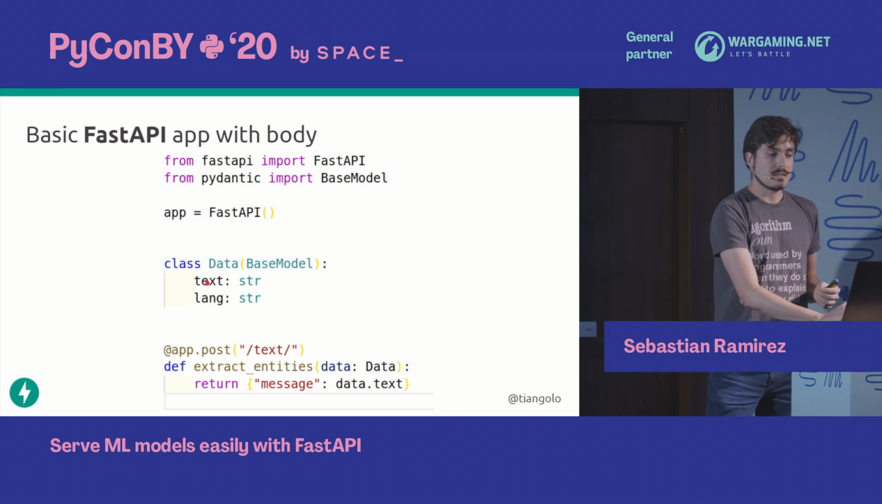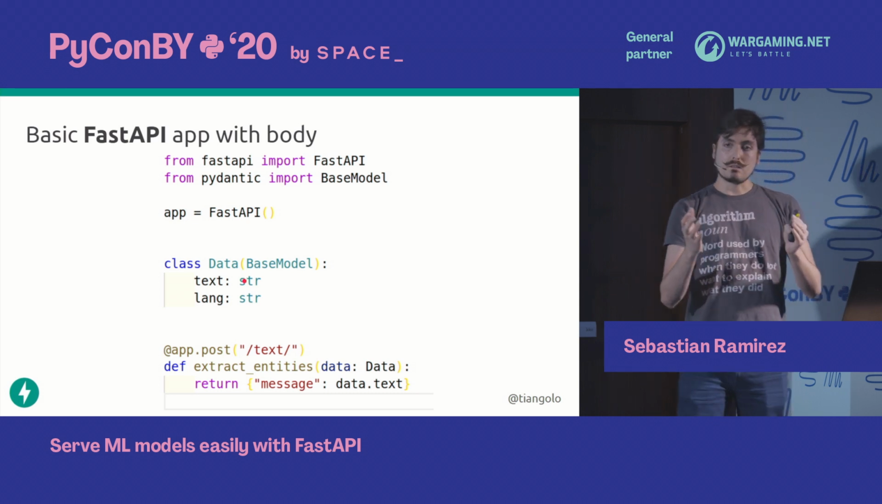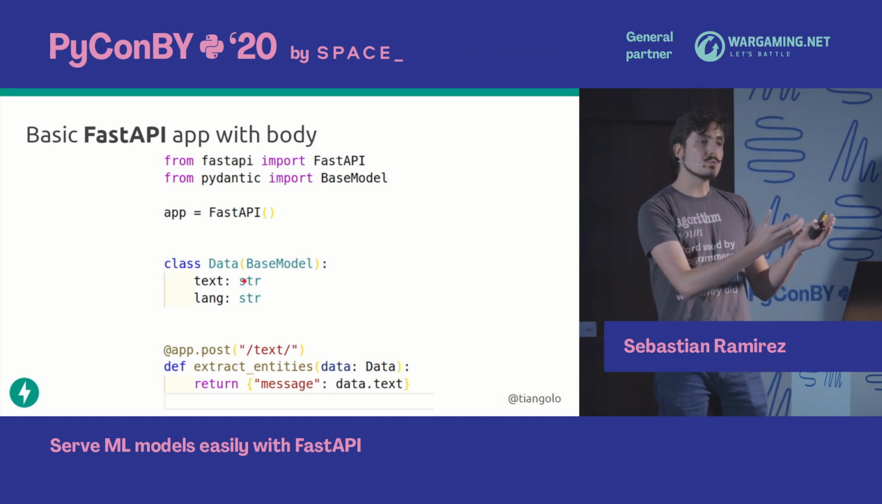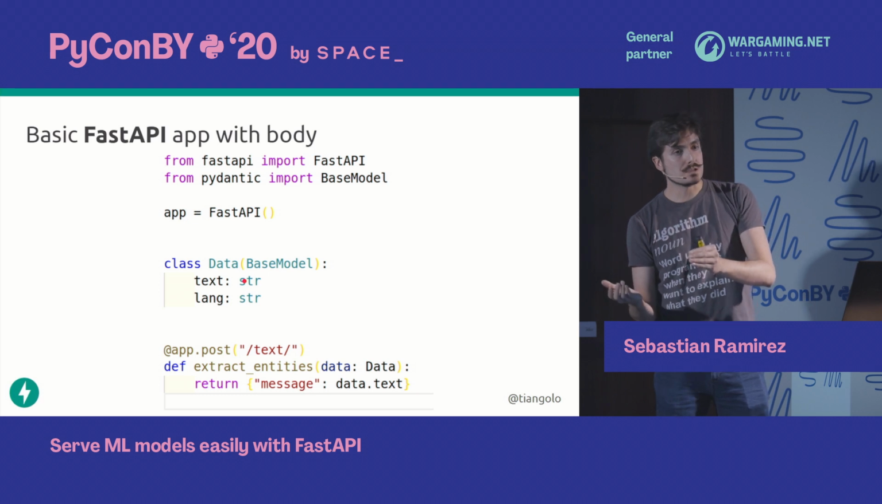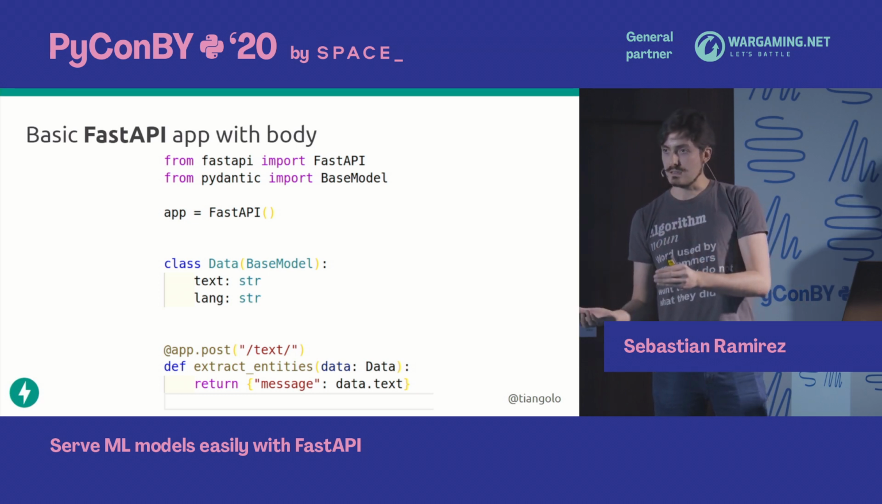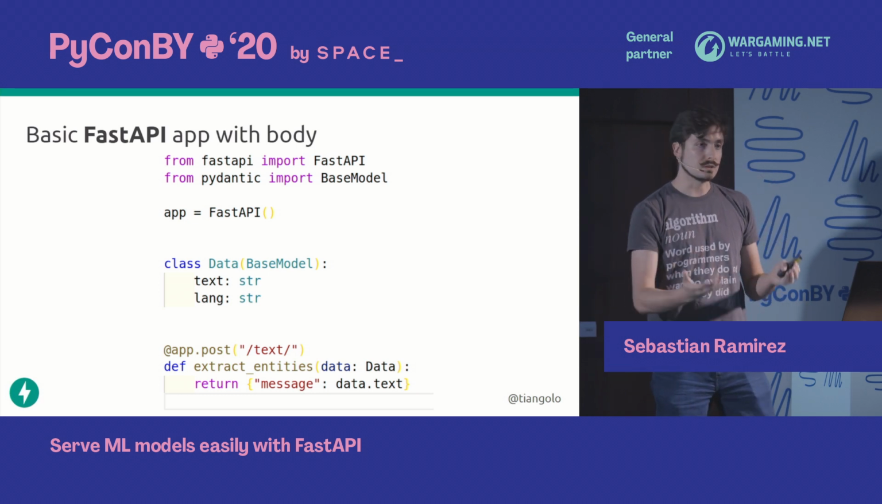This is in a class Data that inherits from this BaseModel. This BaseModel comes directly from Pydantic. And this is going to be converted, like FastAPI will use that to read data from the JSON payload, from the JSON body that someone is sending you in the request.